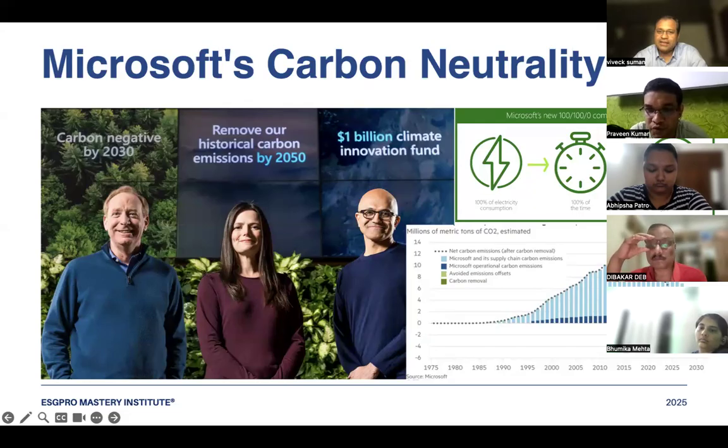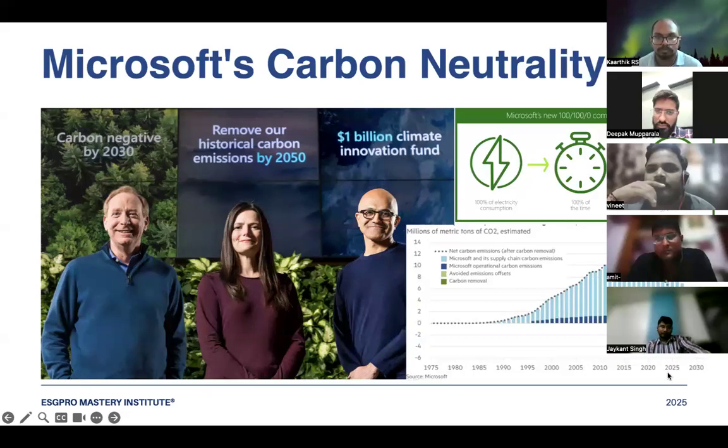Sorry, how do you know that they are using renewable energy? Without renewable energy, meeting such a target will not be possible. Carbon emission from renewable energy is zero. So from that perspective, I have said so.